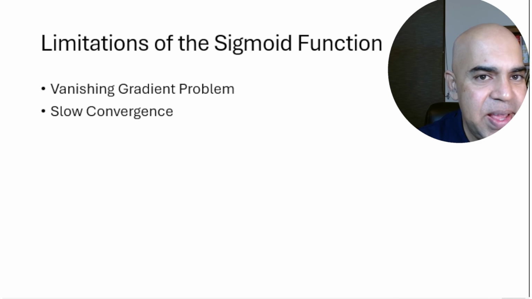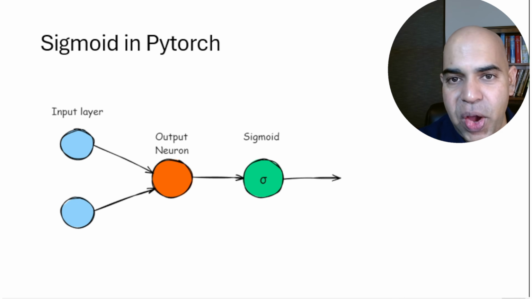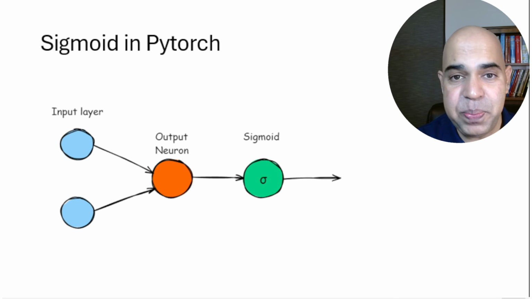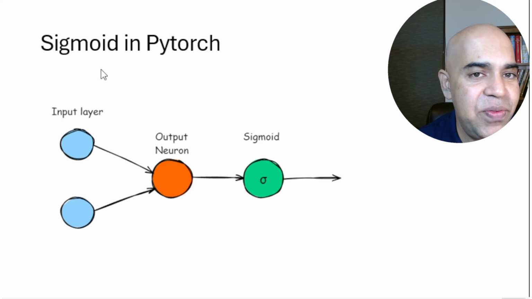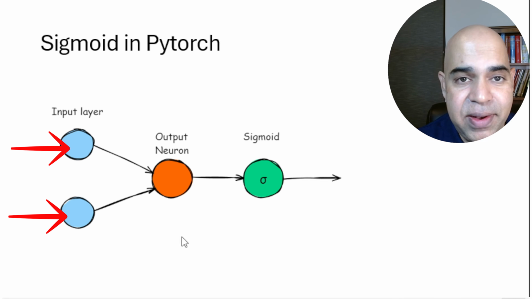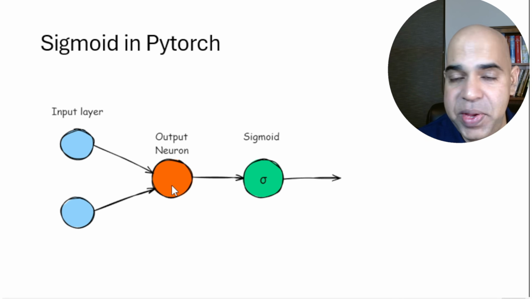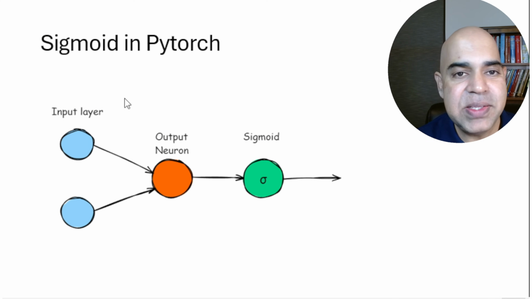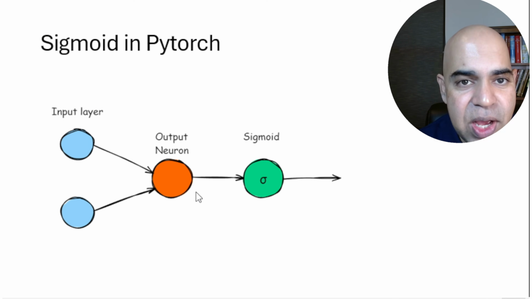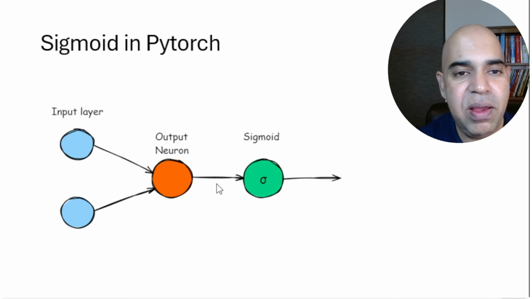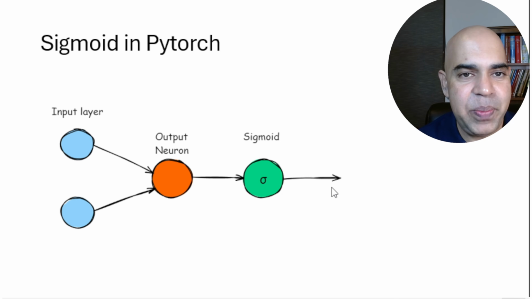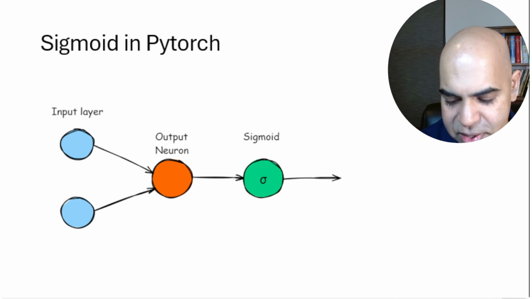Okay, so let's take a look at how we can code it in PyTorch. Let's say that we have a very simple neural network where we have two input features. Then we have a layer where we have nothing but the output neuron. Of course, you can have more complex hidden layers in between. This output neuron is outputting some logits, and that logit is sent through the sigmoid function, and then you have the probability. Let's implement this in PyTorch.